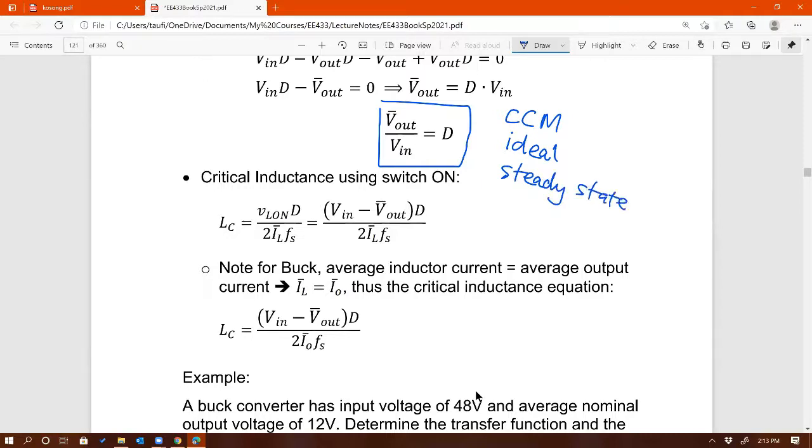So if you'd like the converter that you're designing to follow this transfer function, that V out is going to be equal to duty cycle times V in, then you want to make sure, you want to ensure that the converter is always operating in CCM. But as we learned from our last class, it is not possible to always maintain the converter in CCM, especially at low power, because eventually it will reach boundary conduction mode.